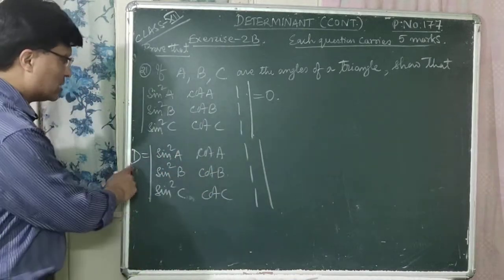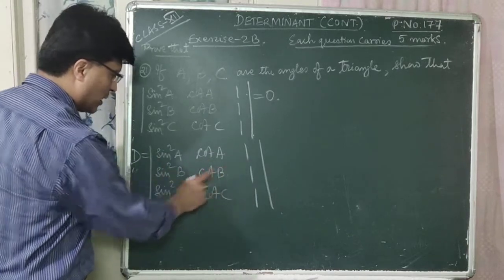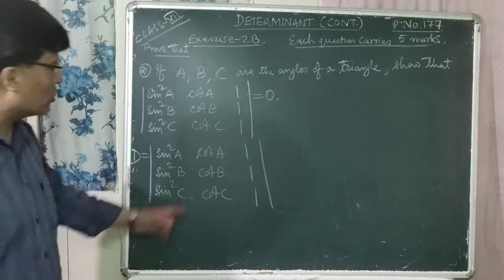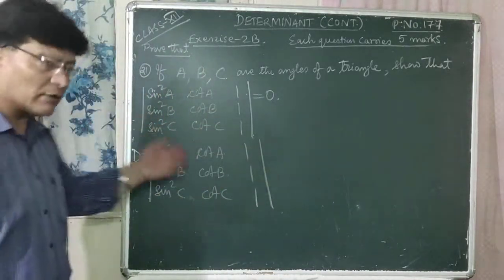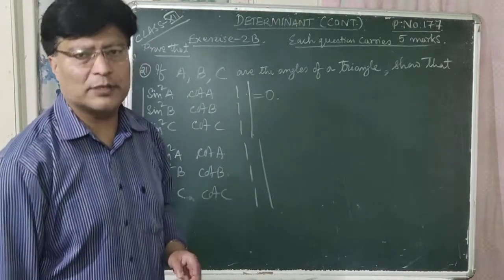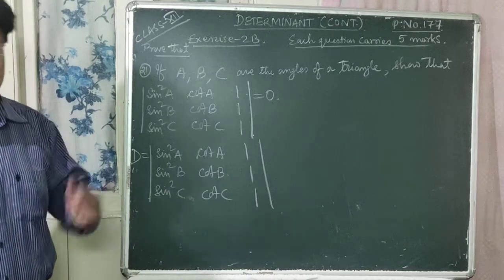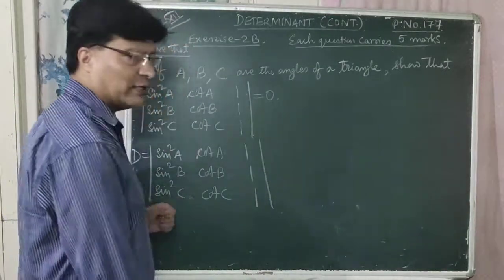Okay. So D is equal to sin square A, cot A, 1; sin square B, cot B, 1; sin square C, cot C and 1, right? So there are 3 ones in the third column. So here also you can make any two of this one 0 by using a property. That is property number 5.